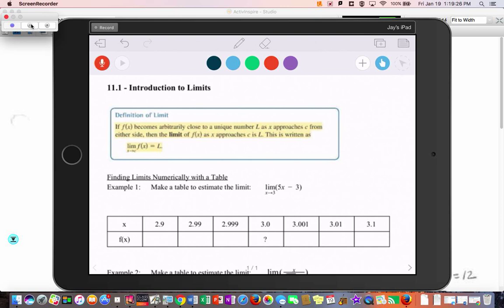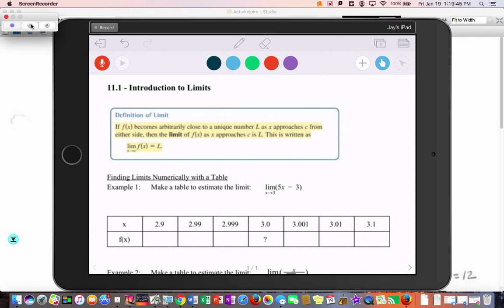Okay, so the 11.1 that starts our last chapter of pre-calc. We do a basic intro to some limits. And we'll do a little bit of derivatives in this chapter also. The definition of limit is the first thing we're going to talk about right there.